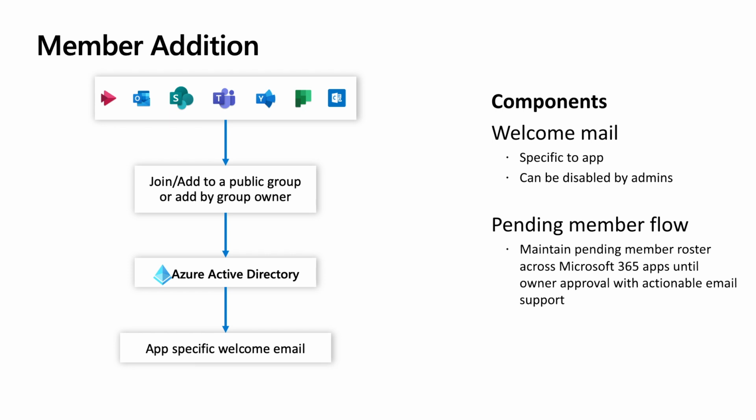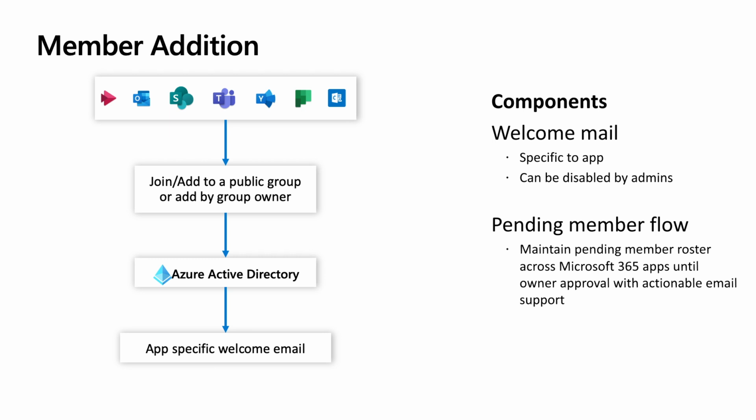So let's walk through the different member addition experiences. We'll start with the most simple and basic one, which is a public group, and I, as a member of the company, choose to go join that group. Or it could be a private group where I, as an owner, want to explicitly add someone who needs to be a part of this group. The flow is very simple.